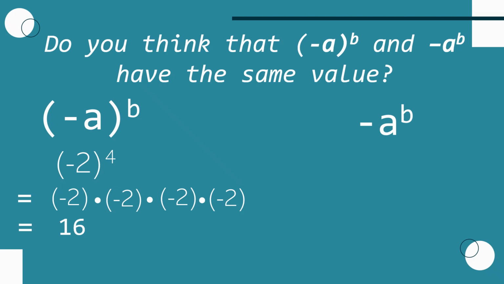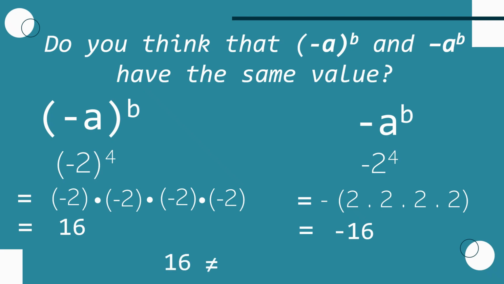And for our second expression, we have negative 2 raised to the exponent of 4. So let's make this into a numerical product. So we have negative times the quantity of 2 times 2 times 2 times 2. And the answer is equal to negative 16. Therefore, the quantity negative a raised to the exponent of b and negative a raised to the exponent of b didn't have the same value. It is because 16 is not equal to negative 16.